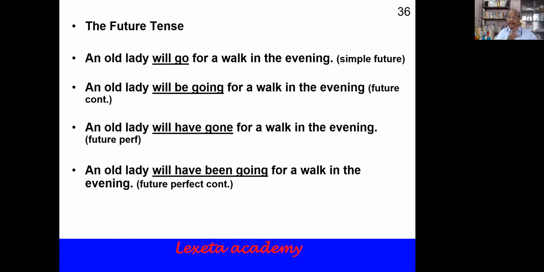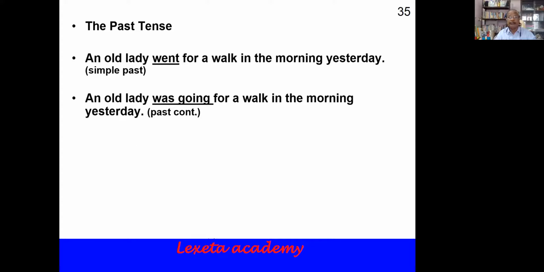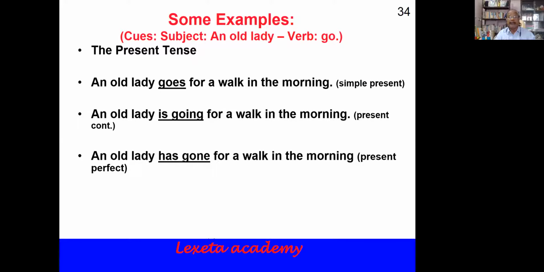So now see, 4 functions in present tense, another 4 functions in past tense, another 4 functions in future tense, totally 12 functions. We took only one verb. One verb is equal to 12 functions. All the 12 functions are positive. Then it has a negative form also.